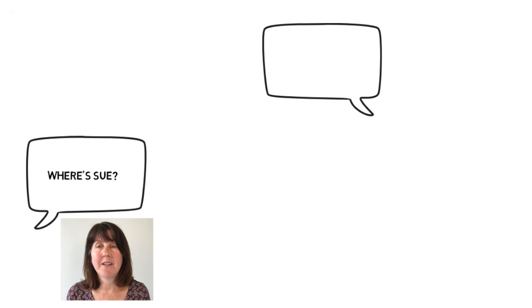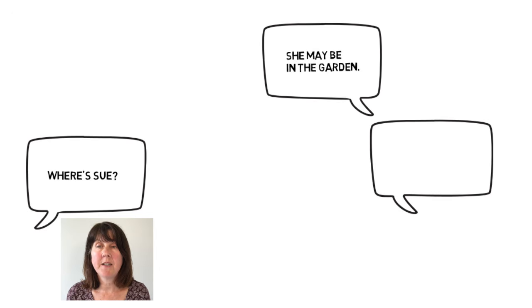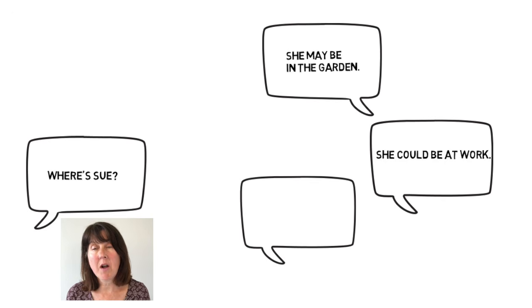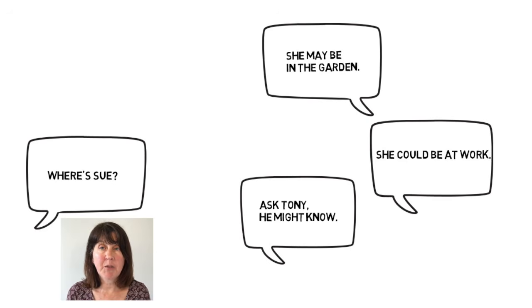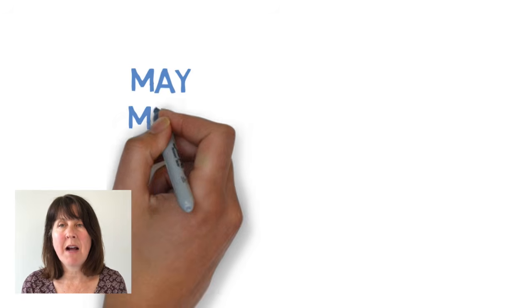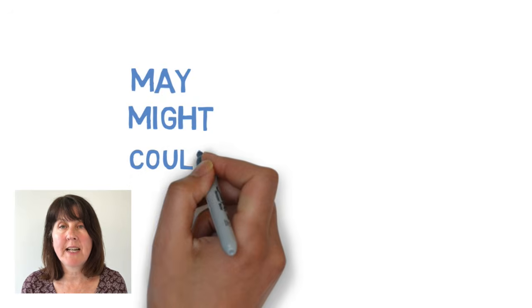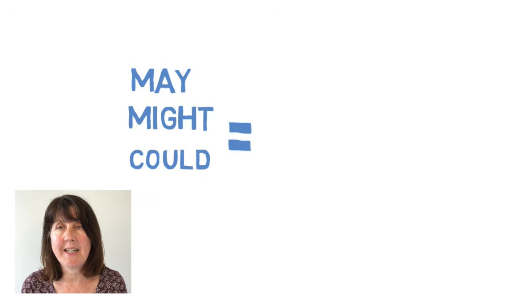Where's Sue? She may be in the garden. She could be at work. Ask Tony, he might know. This is like saying, perhaps she's in the garden. It's possible she's at work. Tony, perhaps it's possible he knows where she is. Here, may, might and could are all used to say something is a possibility.